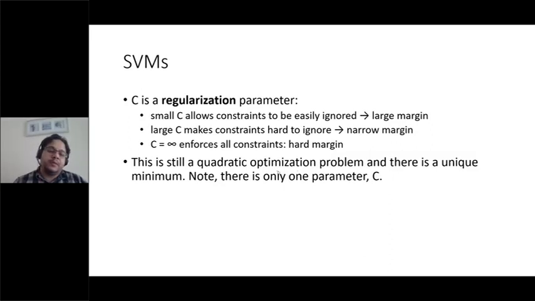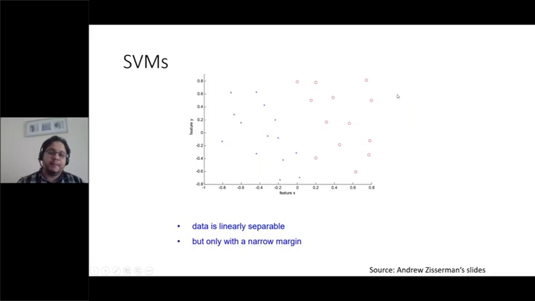So it's still a quadratic optimization problem, which is good, and there is a unique minimum. Even when we add the slack variable, it's still quadratic. And what is good, it has only one parameter to set, the hyperparameter, I mean, only C. So this is for the soft margin and hard margin SVM.